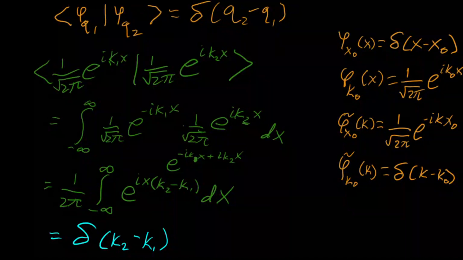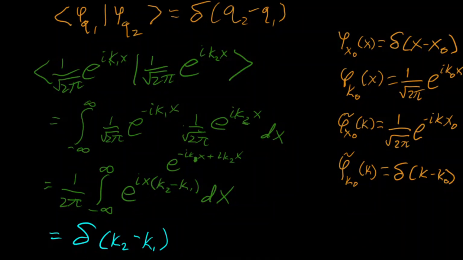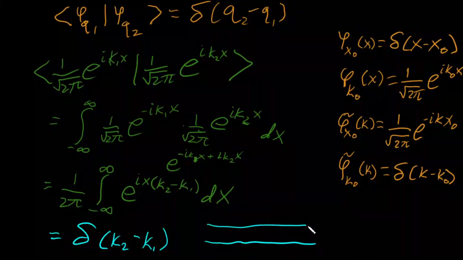But the big thing that I want to show you, first of all, is why it makes sense that if k2 equals k1, this thing would be infinite. If k2 equals k1, k2 minus k1 is 0. So it's e to the i x times 0, so that's e to the 0, which is 1. So we're taking the integral from negative infinity to infinity, and then multiplying it by 1 over 2 pi, of 1, from negative infinity to infinity.